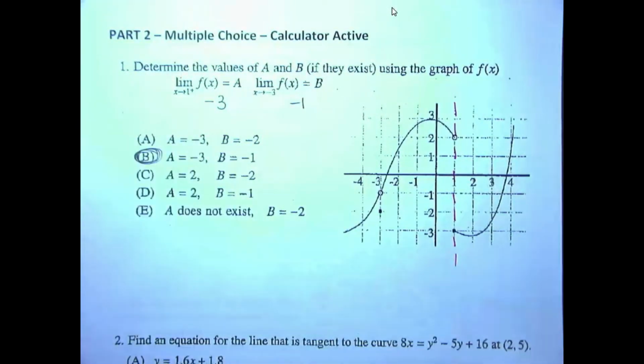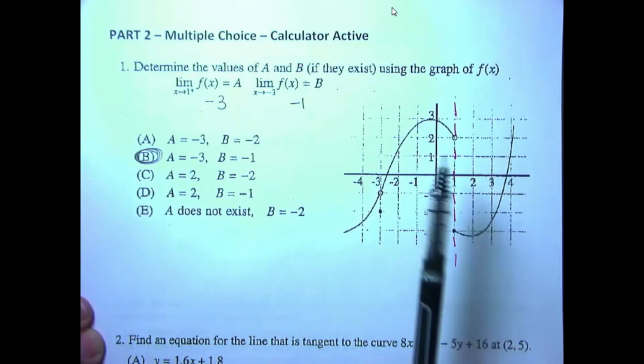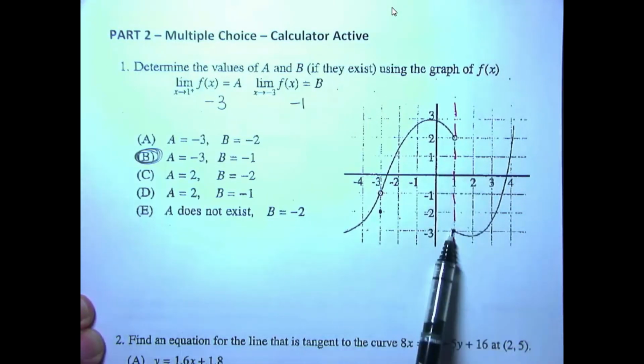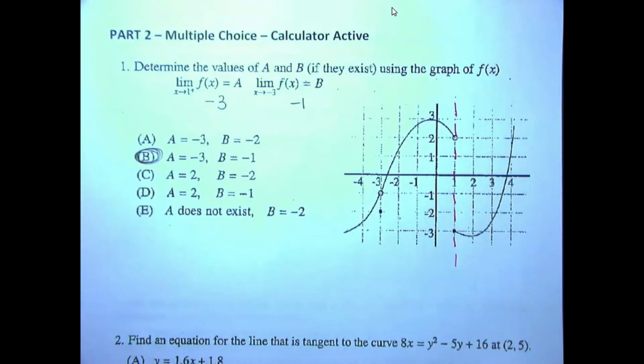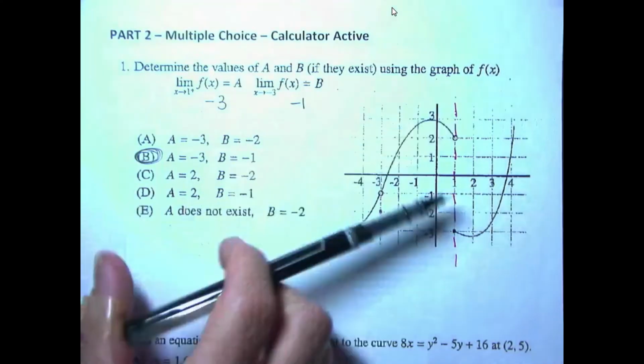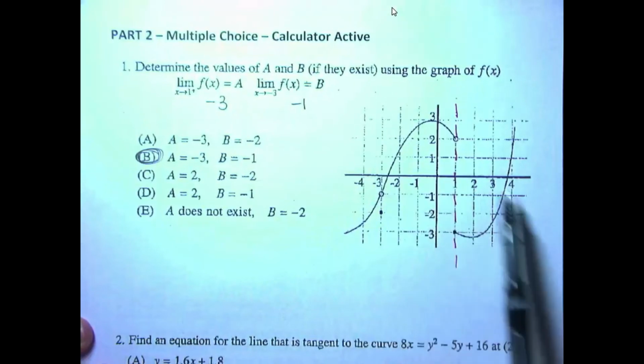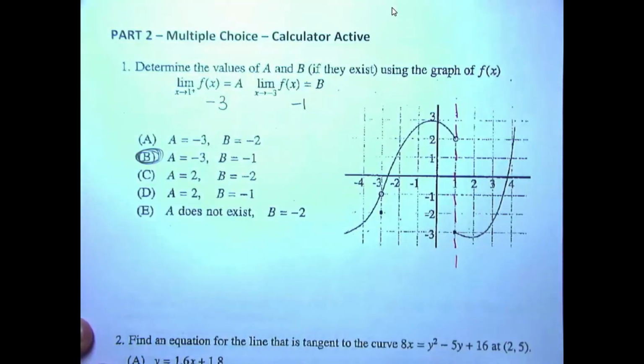If they had flipped this around, if they had asked for one of these, what is the limit in general as x approaches 1? What would that limit be equal to? D and E, right? Because you see on this side, coming from the left and coming from the right, those two functions don't meet up. Those two parts of the graph do not meet up. So the limit does not exist at 1. However, the limit from the left or the limit from the right could be defined, right?